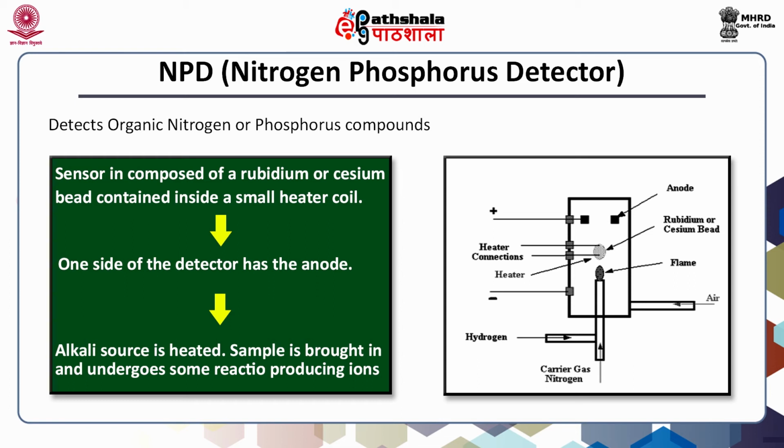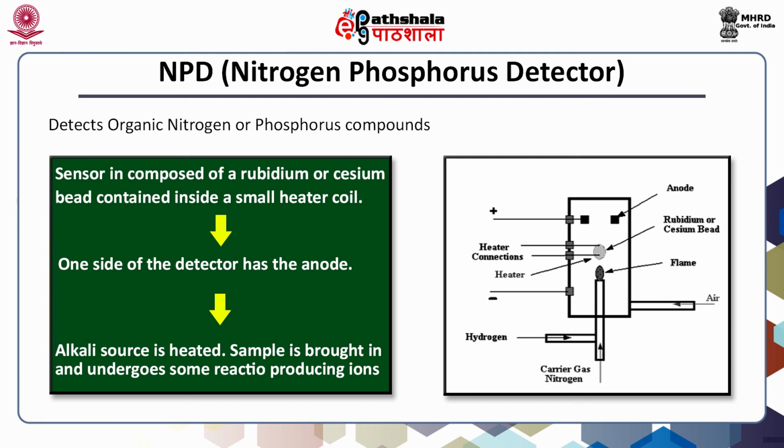When a solute containing nitrogen or phosphorus is eluted from the column, the partially combusted nitrogen and phosphorus materials are absorbed on the surface of the bead. This absorbed material reduces the work function of the surface, and as a consequence the emission of electrons is increased, which raises the anode current, and this is measured as a signal. Basically, the alkali source is heated and the sample is brought in and undergoes some reaction producing ions, as evident in the flow chart given in the slide.